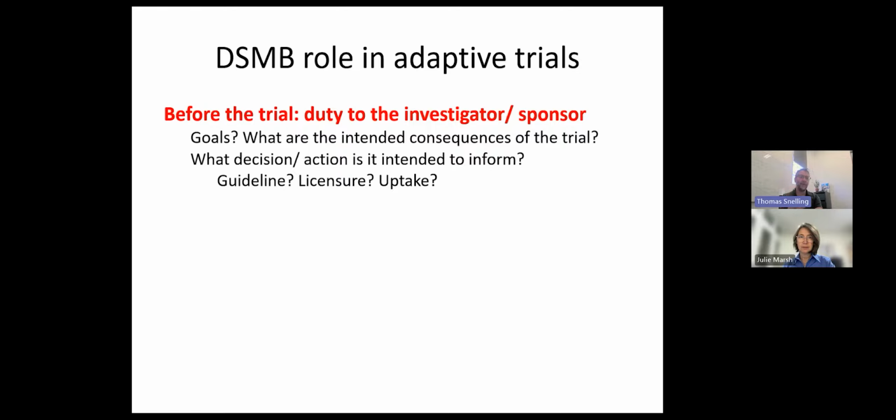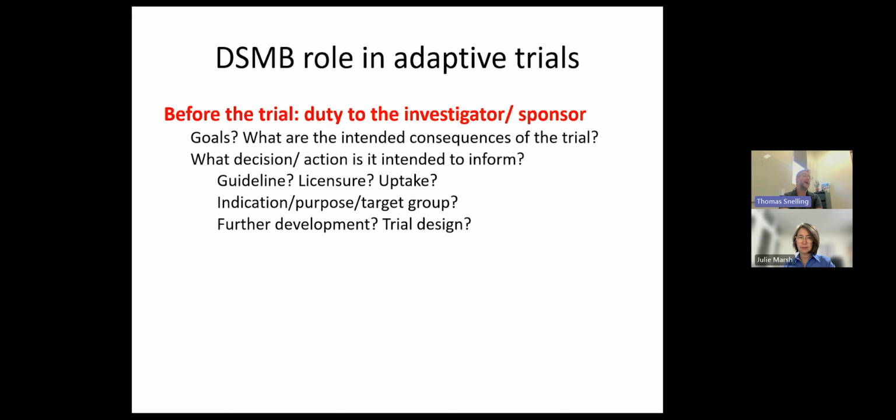Or if a drug or a treatment is already available, are we trying to influence the uptake of that drug or the treatment? And if so, in whom, for what indication, for what target group? Or is the trial really looking to inform decisions around further development of this treatment, or to inform how future trials or future development of this treatment should be implemented? For example, selecting the ideal or optimal dose or strategy of implementing the intervention.